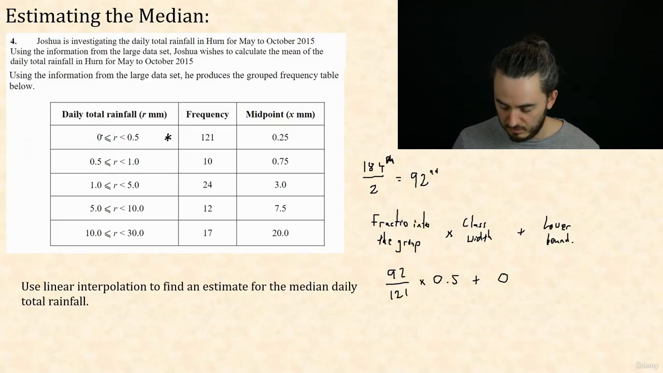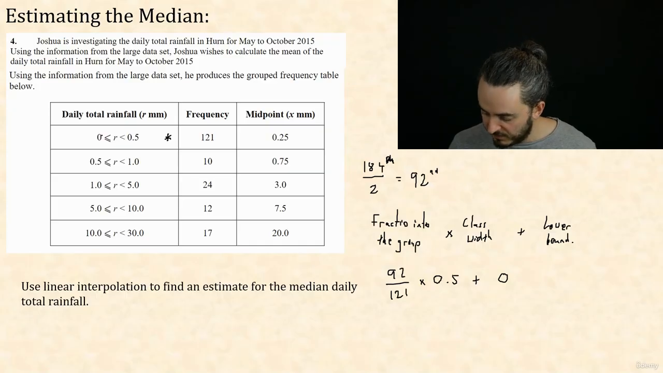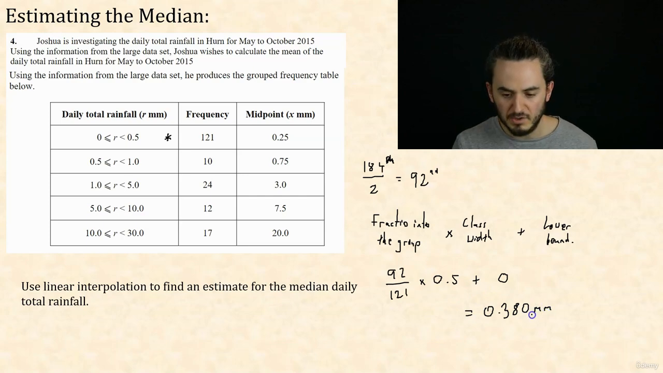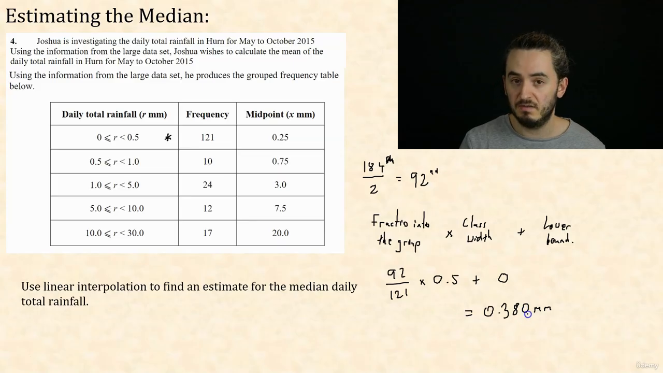So 92 out of 121, and multiply that by 0.5, and I get 0.380. So that is 0.380 millimeters, and I do like to include that because in general in stats I like to give my answers to at least 3 significant figures unless they tell me otherwise.